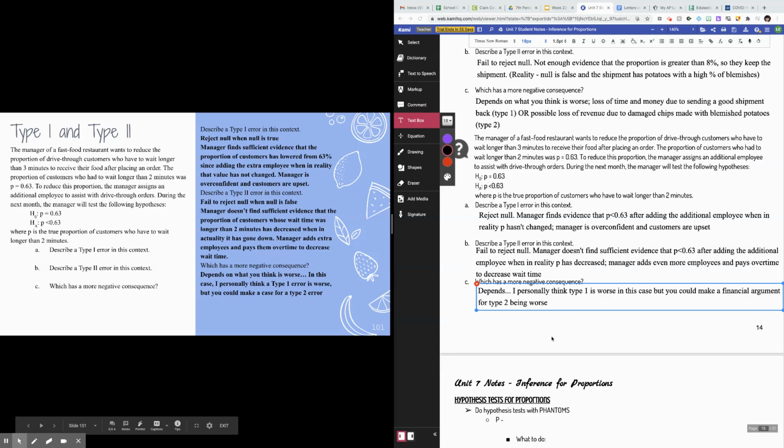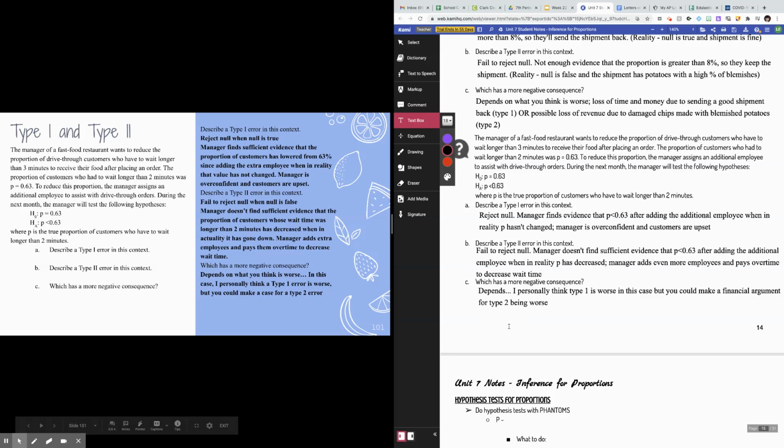On the AP test, if you're asked questions like this, especially on a free response question, as long as you can justify the choice that you made, saying which is worse, the type 1 or the type 2 error, then you will get the points for this. Often in a lot of these scenarios, you can justify either one of those errors being the worst of the two to make.